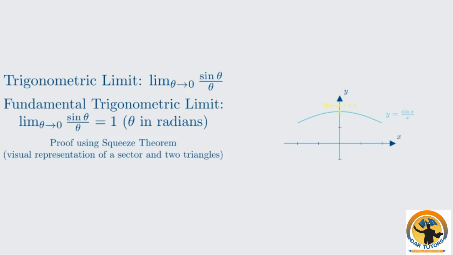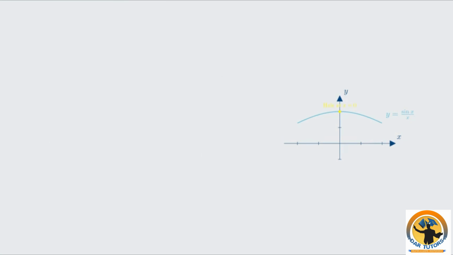This limit is often proven using the squeeze theorem, which involves comparing the area of a sector of a circle to the areas of two triangles. The key is that for small angles, sine theta is very close to theta. Now, let's see how to use this limit to solve problems.